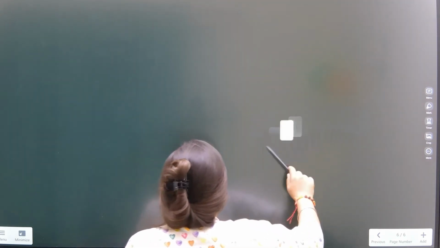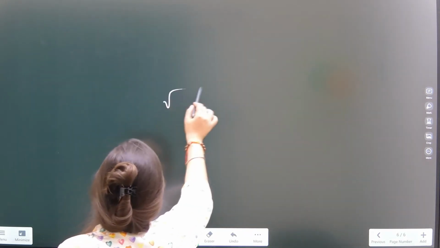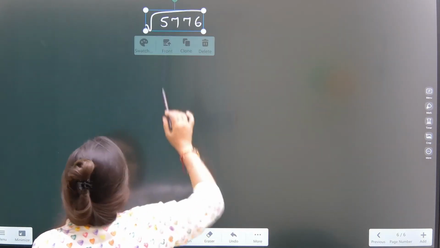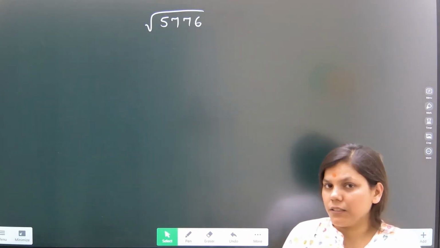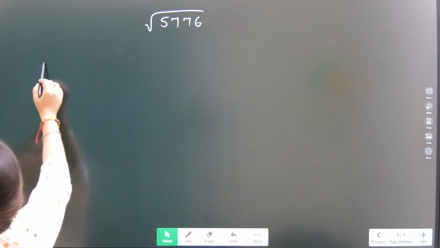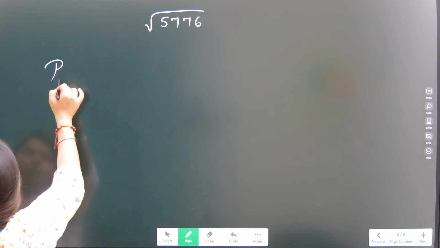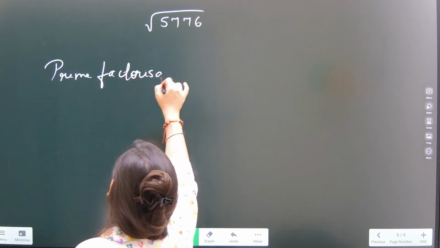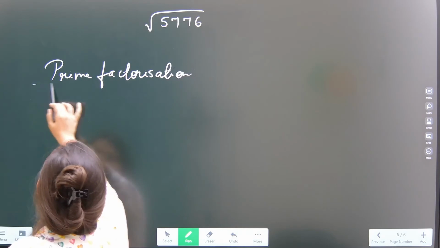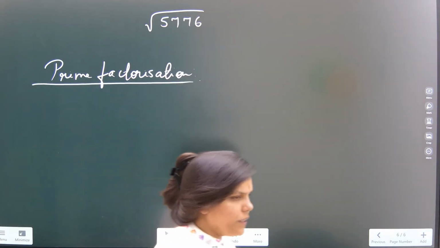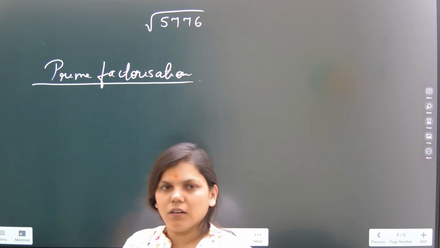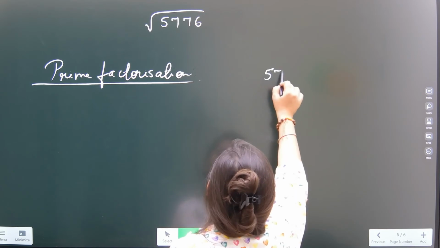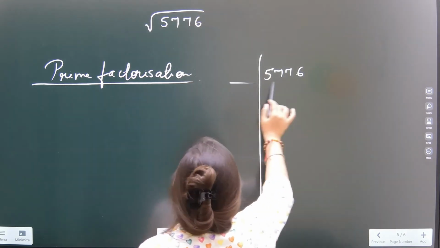Now using the same number, okay, I will tell you the method of prime factorization, okay. So the method of prime factorization means the L method, or how you find the HCF or LCM, okay. So 5776, so now we will factorize it.